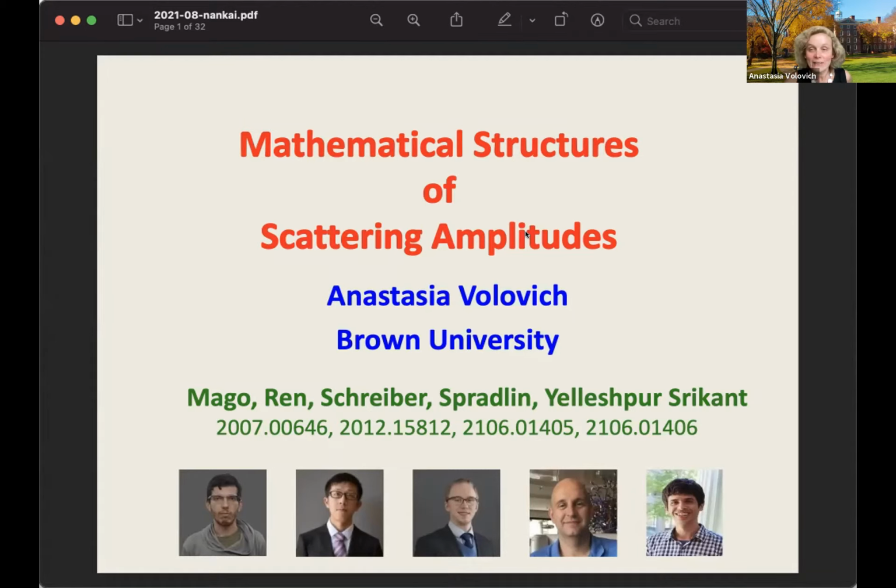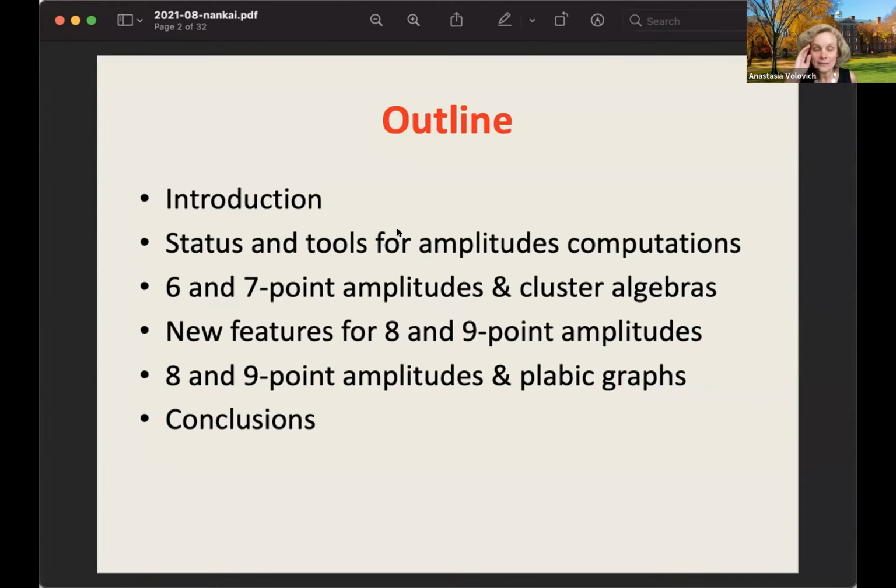So here's the outline of my talk. Since this is a somewhat broader audience, I'm going to quickly start with some motivation and introduction of the whole amplitude program, with a couple of slides on that. Then I'm going to tell you about the status of some of the computations and outline the main tools that we use in these computations. Then I'm going to move to the mathematical structures. I'm going to explain the connection between 6 and 7 point amplitudes and cluster algebras.